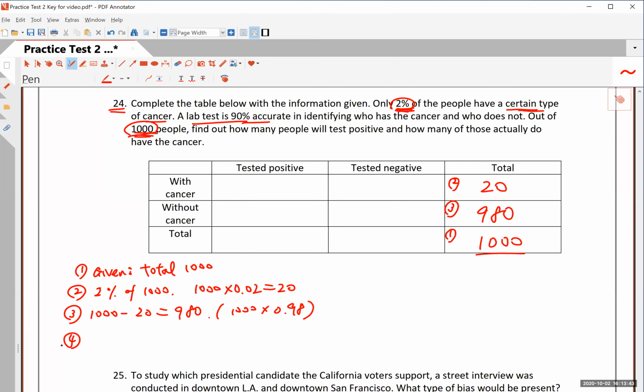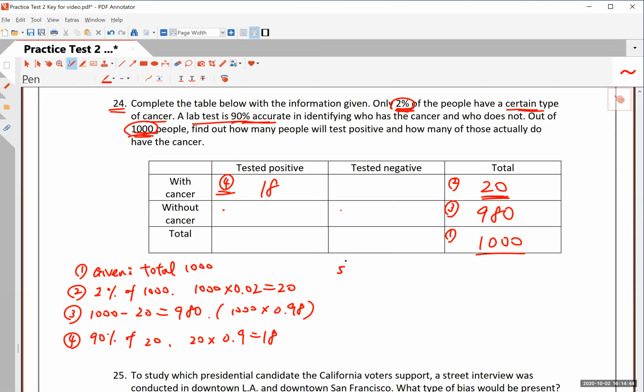Now, number 4. You can go to this point or this or this. I think let's go from the top left corner because we read from top left. Number 4, how many of these people, remember, this is the first column, so we are only thinking about these 20 people who actually have this rare type of cancer. How many of them will test positive? Well, the problem says 90% accurate test. So 90% of 20 people will test positive, because that's what the problem says. 90% of these people with cancer will be accurately tested as having this cancer. It's 20 times 0.9, that's 18. So this number is 18.